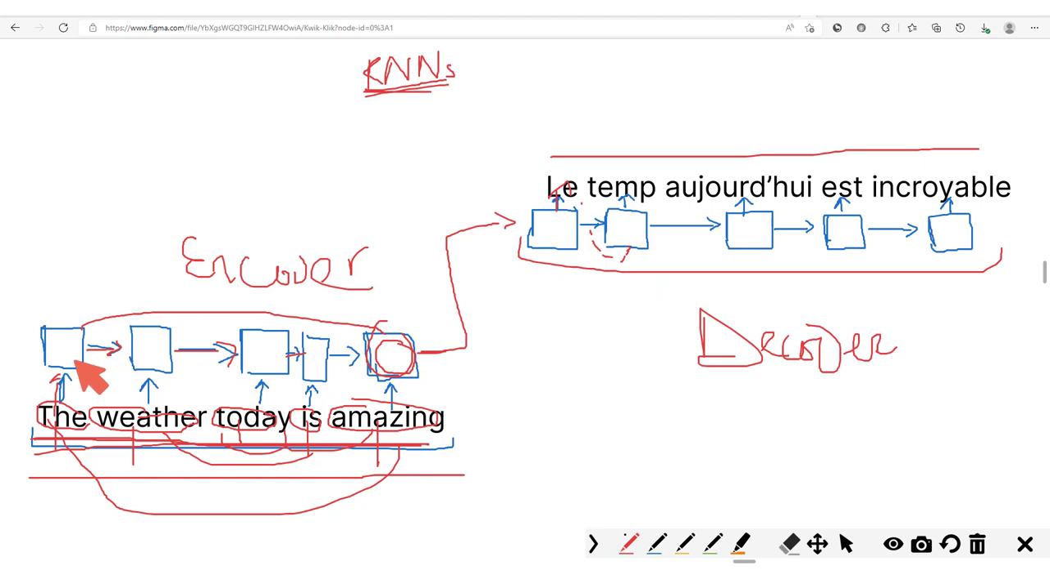Now, another problem is that each time we're training, we have to pass this information from one block to another sequentially. So here we pass all this information sequentially, and because it is passed sequentially, it makes it difficult for us to implement parallelization very efficiently. And so this makes the training of these kinds of neural networks very difficult.